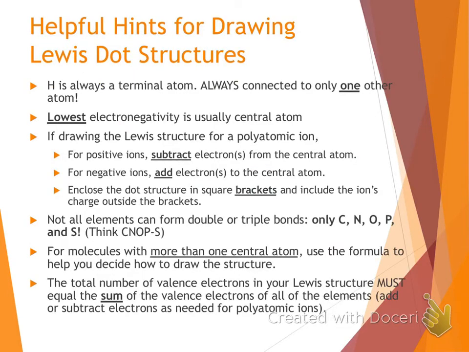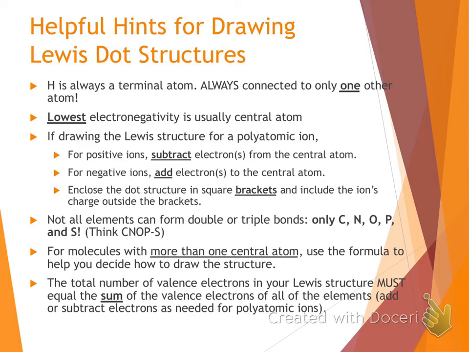We have several rules and hints to draw these Lewis structures. First thing is our hydrogen is always going to be a terminal atom. Hydrogen is an exception to this rule of having 8 valence electrons because it only needs 2 to be stable to get that full valence shell. So it will only be connected to one single atom. It can only form one other bond.